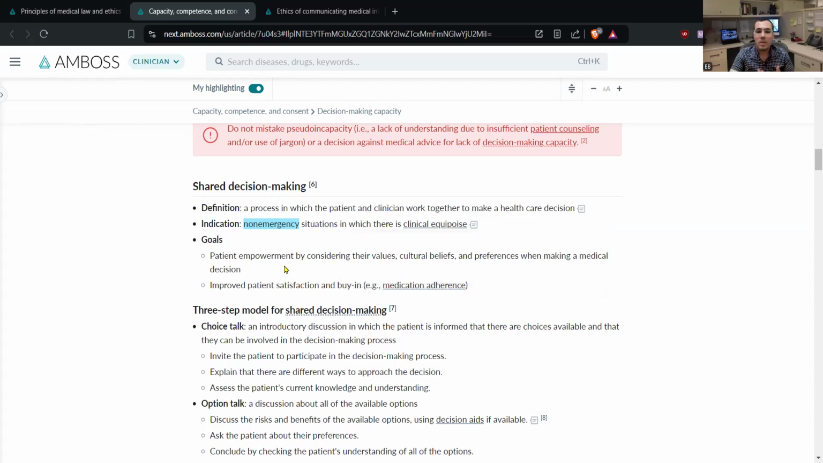So the goal is patient empowerment by considering their values, cultural beliefs and preferences when making a medical decision. And also, it is going to lead to improved patient satisfaction and buy-in, reducing medication non-adherence. They are convinced that they are taking a beneficial drug and this is the right medication for them. So this is going to fix a lot of stuff, okay? Because if the patient is not convinced with what you are saying, and they feel like this medication is not going to help, there is a very high risk that this patient may not adhere to taking their medications.